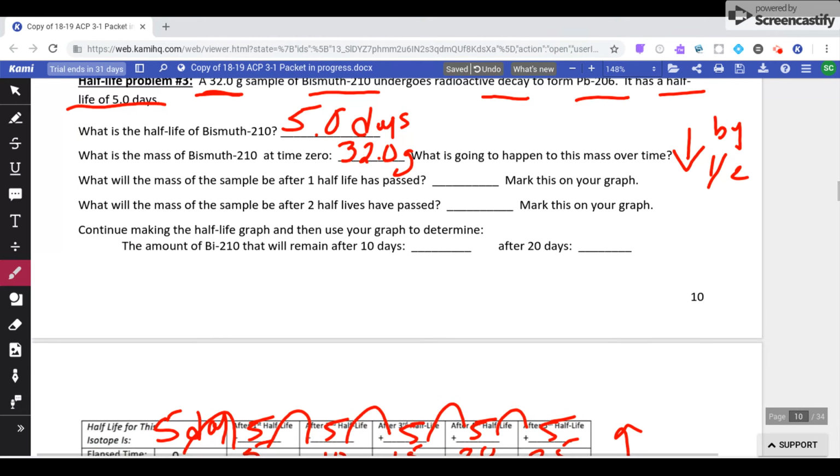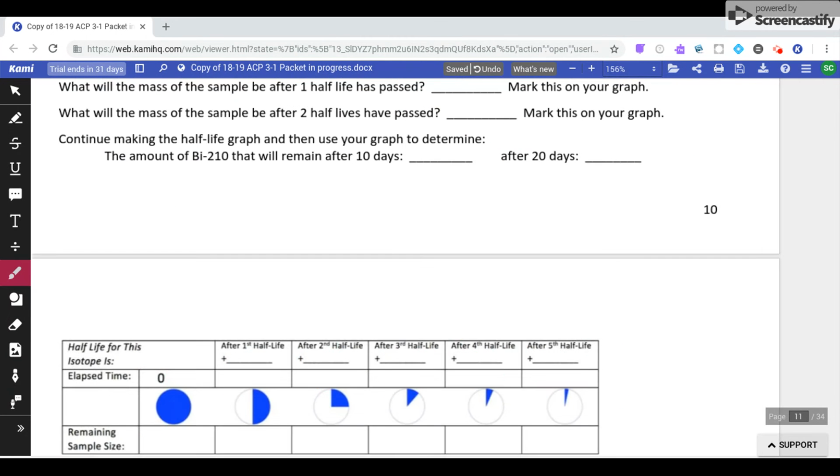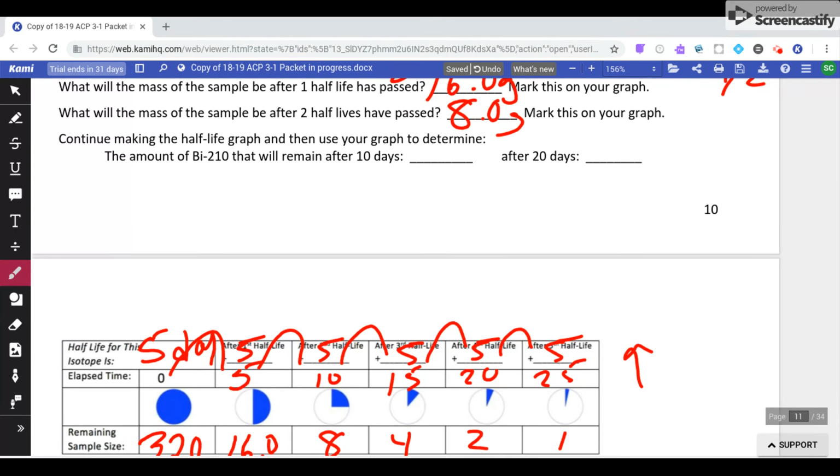So then we've filled that out. We can then use all that information to answer these questions. What will the mass be after 1 half-life? Well, 32 cut in half is 16. And what will it be after 2 half-lives? 16 cut in half is 8 grams. Then it says, use your graph to determine the amount of bismuth that will remain after 10 days and after 20 days. Well, we already figured that out, just using the idea of a half-life. 10 days, we've got 8 grams. Look over here. And after 20 days, you look down and you see the 2. So that's 2 grams.